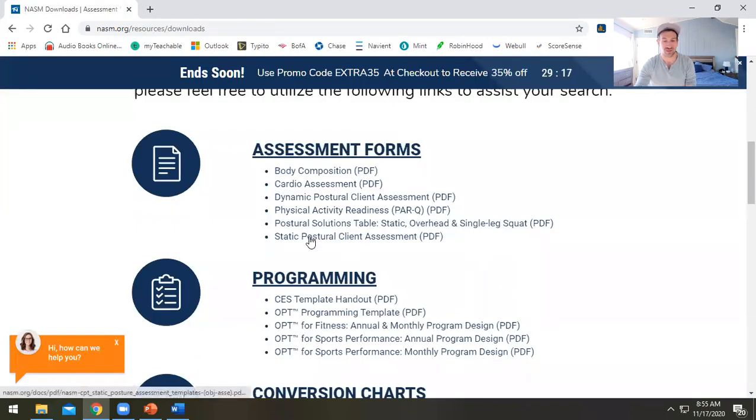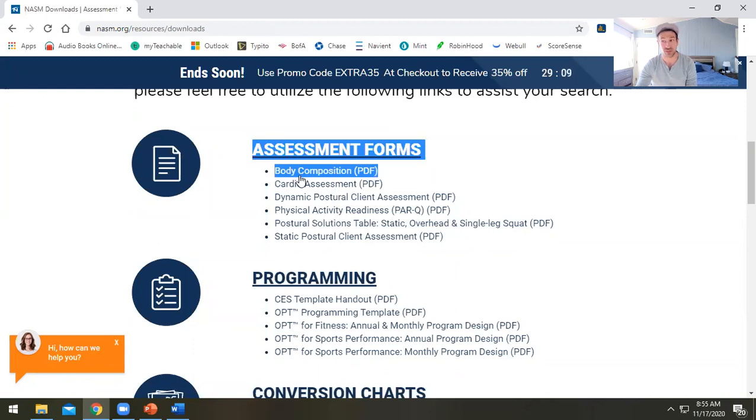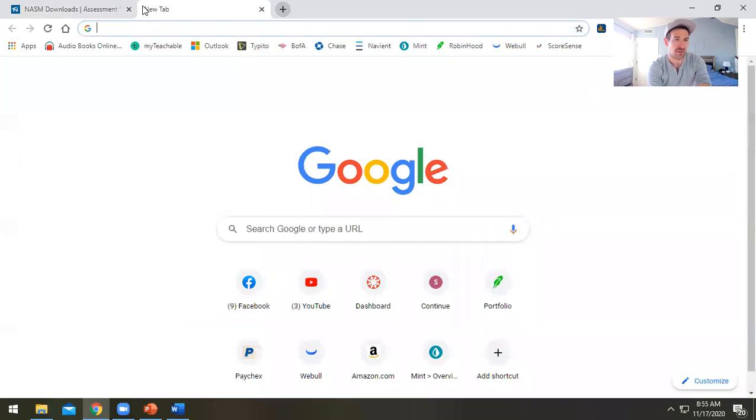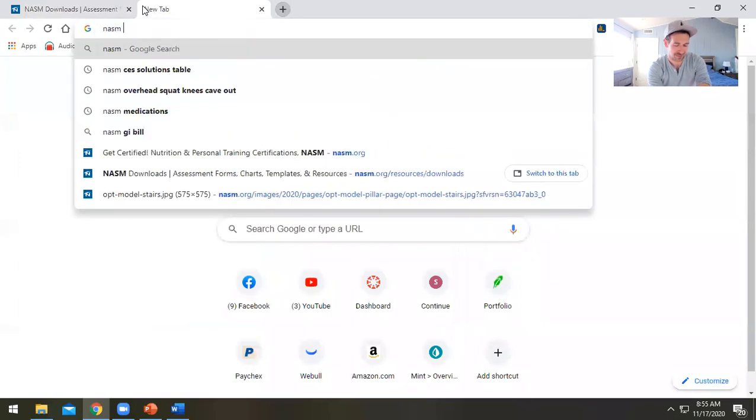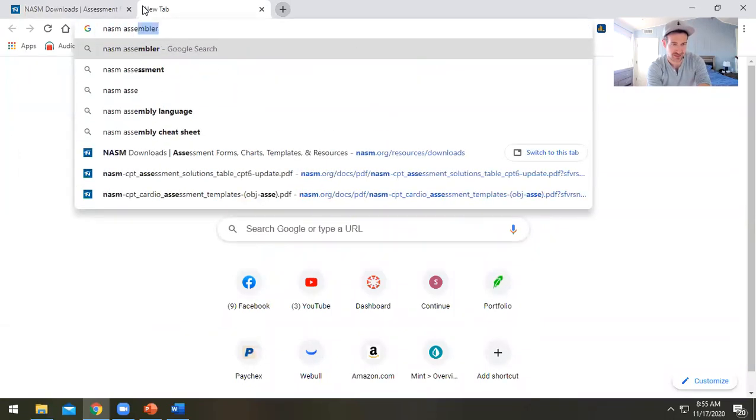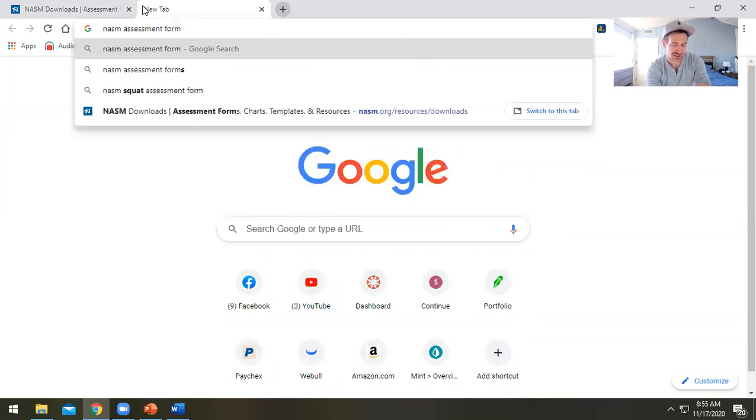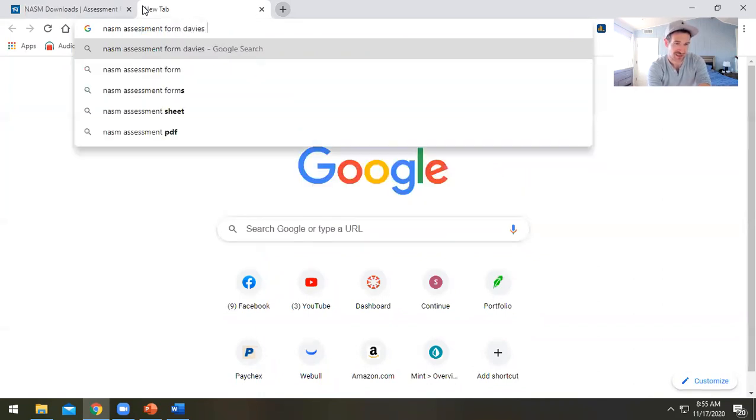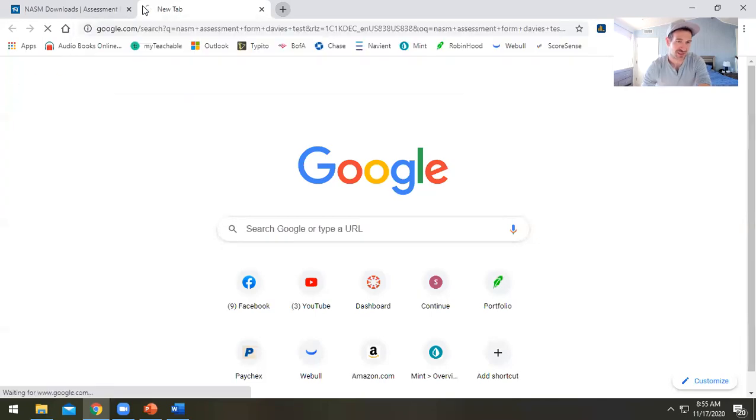So they also have, do they have, oh, they don't have it on here anymore. Man, I missed the old version of this. I missed the old assessment forms. They had a much larger list back in the day. Let me see if I can, maybe it's on old Google. NASM assessment form. Davies test.